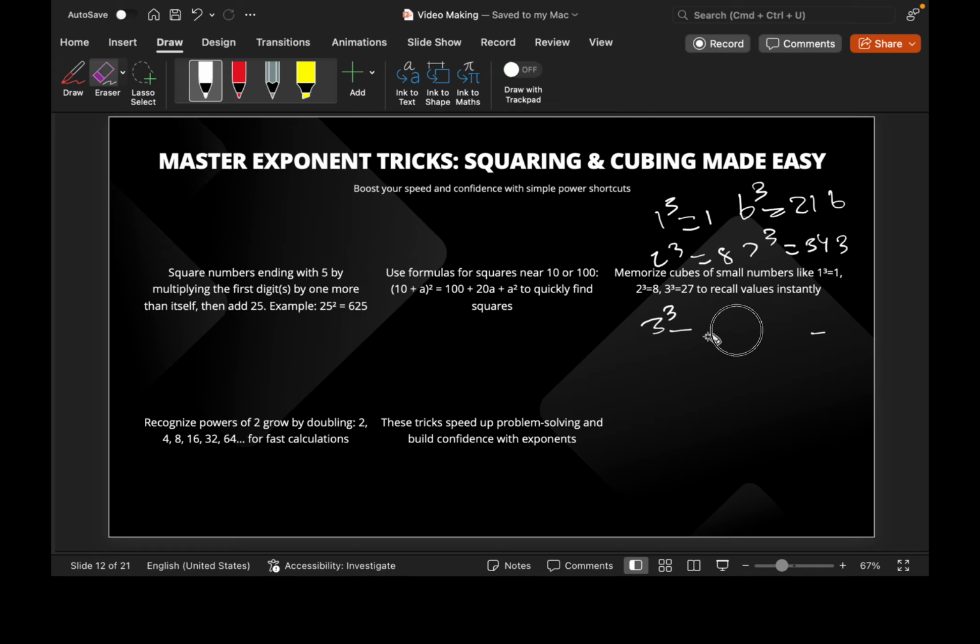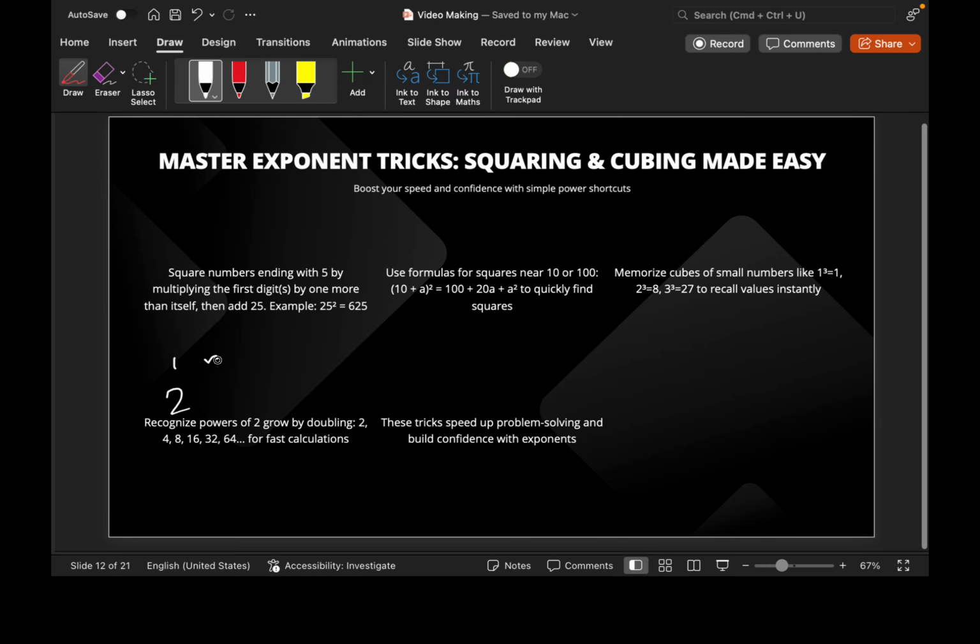Next, let's move on to powers of 2. Powers of 2, another easy trick. If you want to grow a power of 2, this is 2 to the power 1, which is 2. Just double it. 2, 4. I know this is pretty much just multiplying by 2, but if you just double it, then you don't need to go through this process in your brain. You just need to make 2 into 4, make 4 into 8, make 8 into 16. That's how fast you can do it instead of multiplying it by 2.